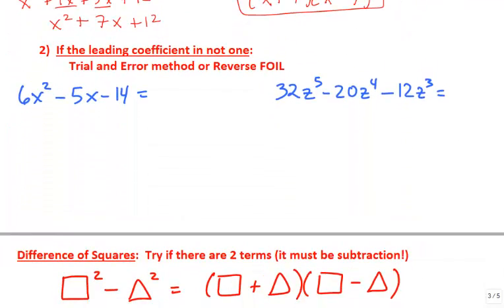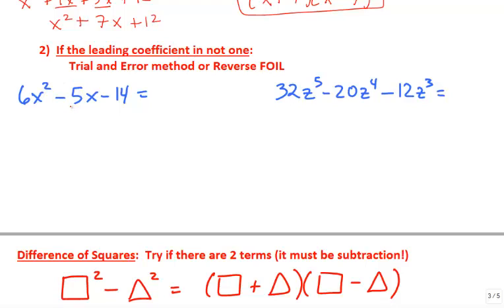So now we're going to move to the harder case, and this is hard because there are often many combinations that you have to check to make this work. So this is going to be the case when the leading coefficient is not a 1. So we're still going to do reverse FOIL, but we're going to have to do a lot of trial and error until we find the right combination of factors that not only gives us the right leading term and the right constant term, but the combination of those also has to give us the right middle term.